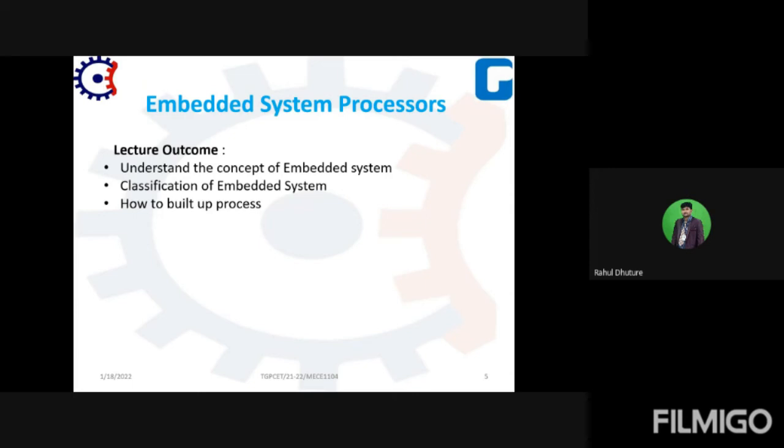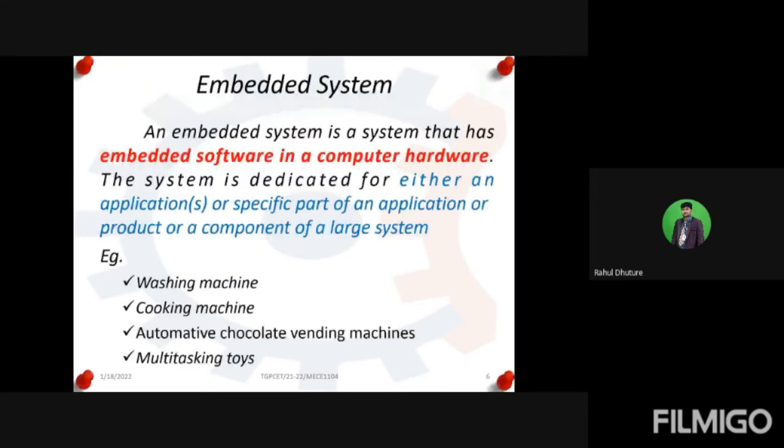First of all, we can understand the concept of embedded system. Second is the classification of embedded systems, and third is how to build up the process. These are the three outcomes from unit one for today's lecture. One by one we'll discuss embedded systems. Last time we discussed what exactly an embedded system is. The embedded system is nothing but a combination of hardware as well as software.